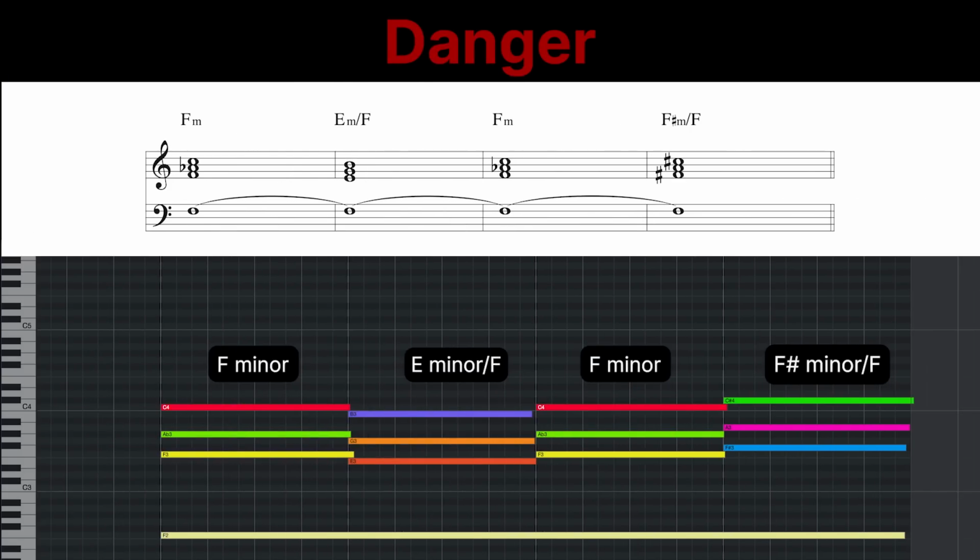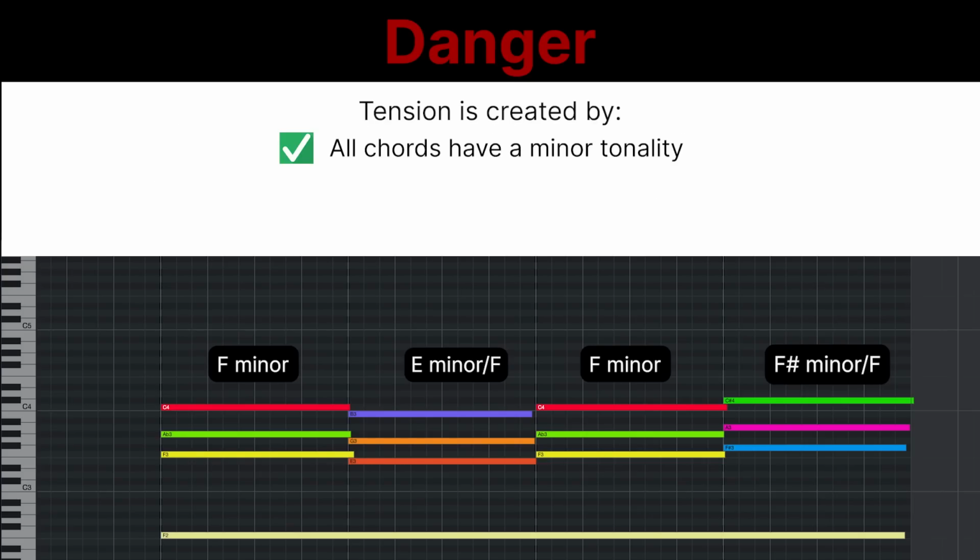This next progression has, I feel, a tone of impending danger about it. Tension is created in a number of ways. Firstly, all of the chords have a minor tonality. Secondly, they move chromatically from the first chord of F minor. Firstly down a half step or semitone to E minor, then back up to F minor. The final chord then moves up a further half step or semitone to F sharp minor.